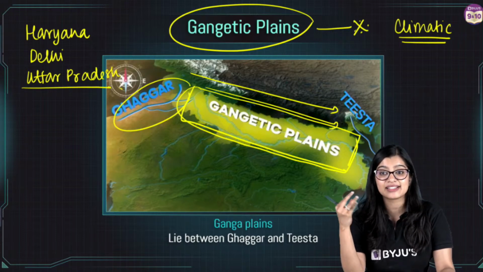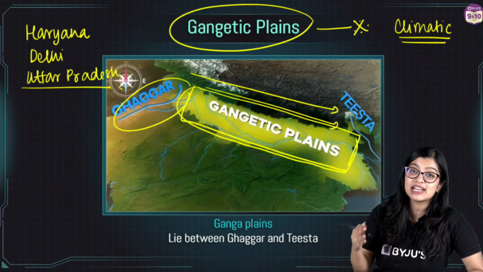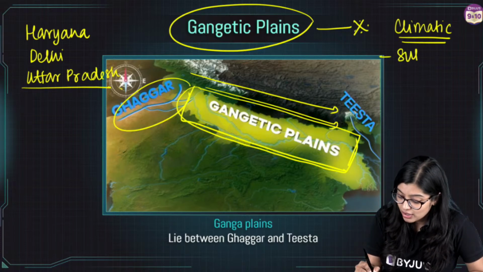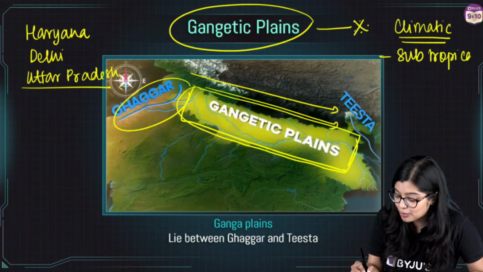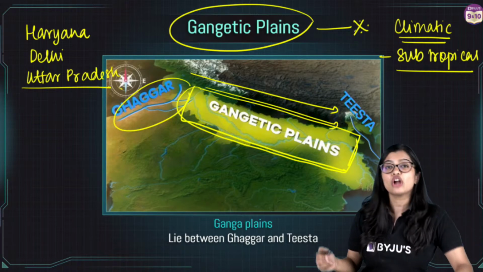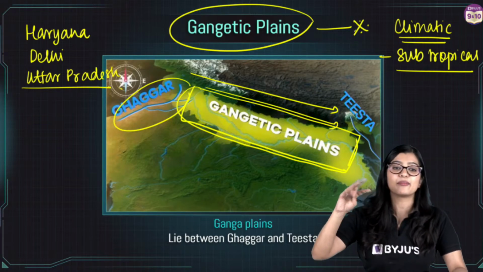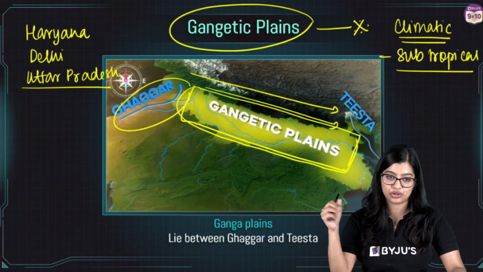What is the climate? It has a very subtropical climate, my bad. So we know that this right here has a very subtropical climate, right? So it's not too hot, but it's not too cold. Temperature is pretty ideal for cultivation, right?